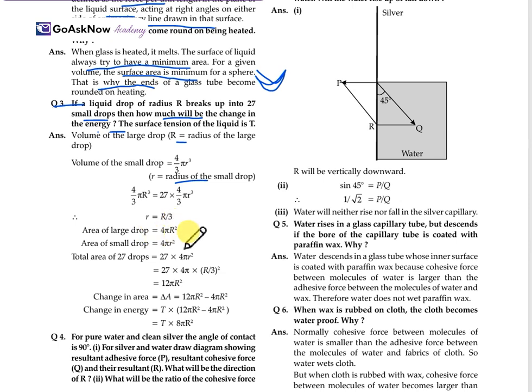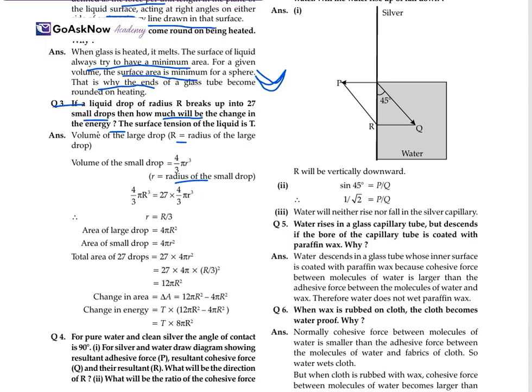Area of the large drop is 4 pi R square. Small drop is 4 pi small r square. So for the 27, it will be 27 into 4 pi r square. So we get the area will be 12 pi R square. So change in area is delta A, which is equal to the small ones minus the large one. So here change in energy we get T into (12 pi R square minus 4 pi R square). It will be T into 8 pi R square. So this is the change in energy.